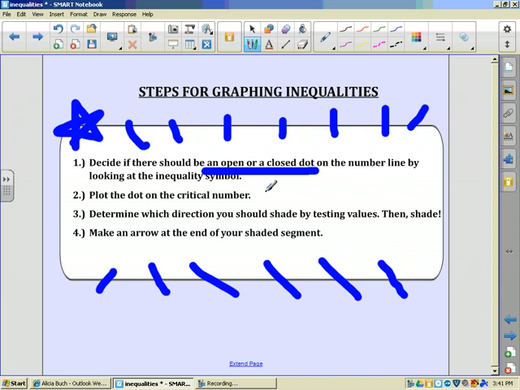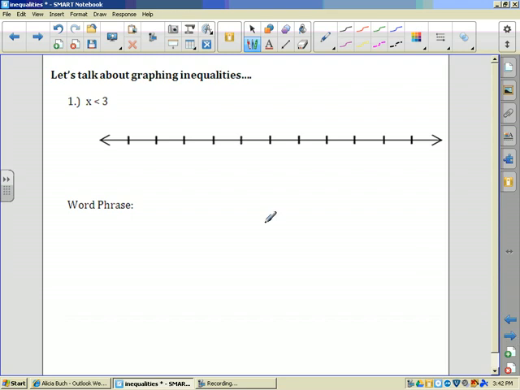And at the end of that shading, the fourth step is you're going to need to make an arrow to show that it goes on forever, as we just mentioned. Inequalities have infinitely many solutions. So these are the 4 steps that you can always follow. All right, so let's try it. This is what you need to be able to do.